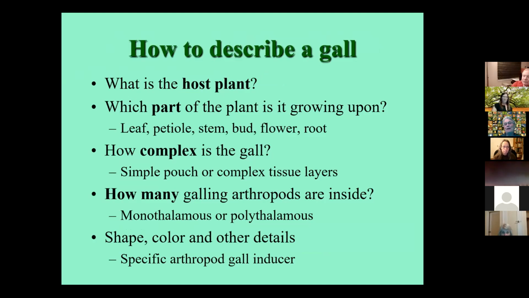So how do you describe a gall? Well, you start with what the host plant is. You do need to get me an identification of that, or I won't be able to begin to tell you what the gall is. We need to know what the host plant is. We need to look at what part of the plant it's growing on. We'll be reviewing this later in the talk. So whether it's a leaf gall, petiole gall, stem gall, bud gall, flower gall, or root gall. How complex is the gall?